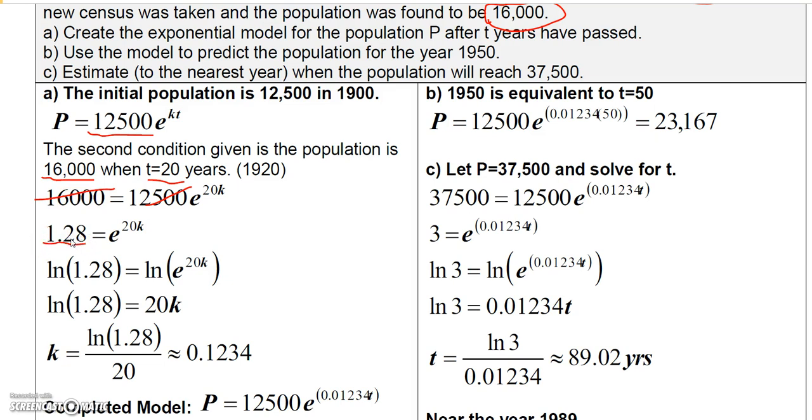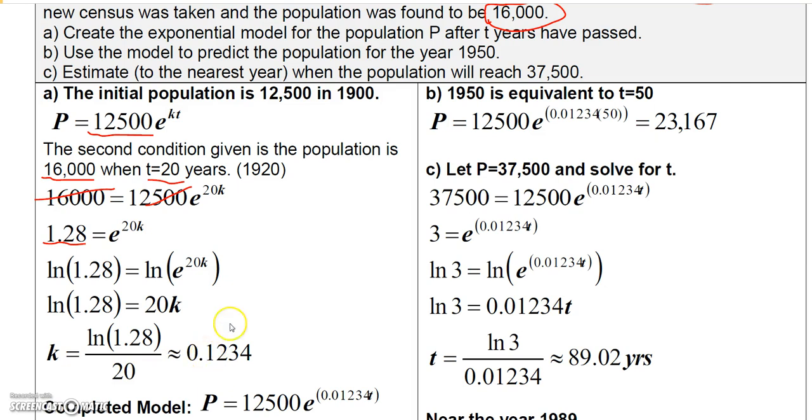So that'll give me 1.28 equals e to the 20k, and then I can take the natural log of both sides. So I have the natural log of 1.28 is equal to the natural log of e to the 20k, and we know that when you take the natural log of e to the 20k, you just get 20k, and then to solve for k, divide both sides by 20, and you get the natural log of 1.28 divided by 20 for k.